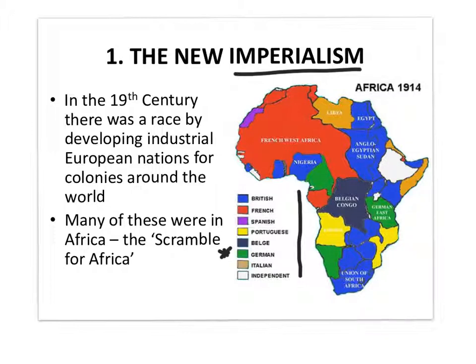Okay, so as you can see there, the text says, in the 19th century there was a race by developing industrial European nations for colonies around the world. Many of these were in Africa, not exclusively. As you know, there were some in other parts of the world, in particular Eastern Asia. But Africa was the main focus of what we call hotspots, a series of events which cranked up the tensions, particularly, and I'll circle it here, in the north there, in Morocco.